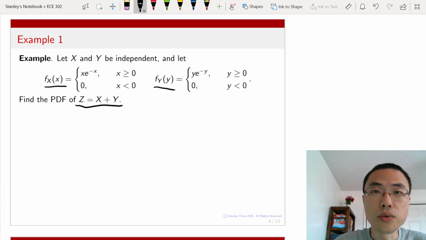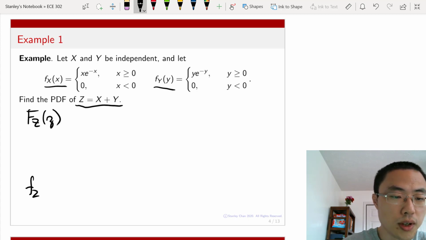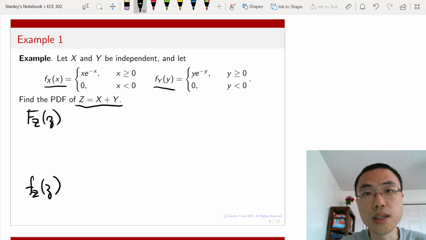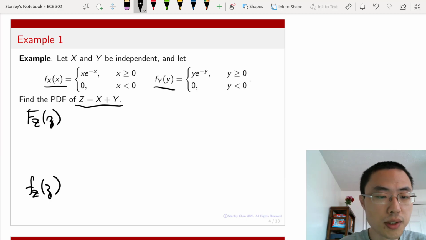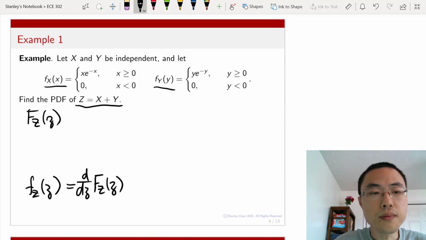So let us recall the first principle. How do we calculate this problem? We want to start by looking at capital F_Z of z, and then afterwards, we want to look at small f_Z of z. The first one is the CDF, and the second one is the PDF. How do we calculate the PDF from the CDF? You take the derivative of your CDF. This is the way that we are going to use to solve this problem.